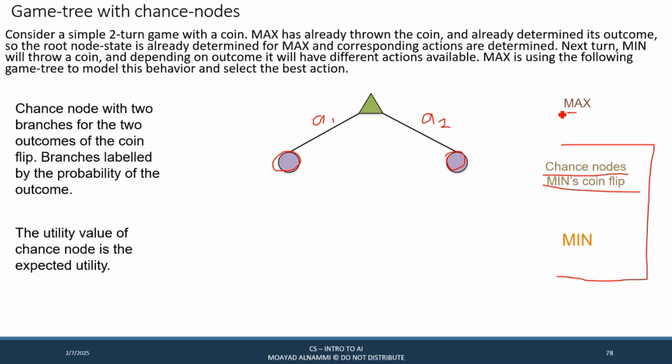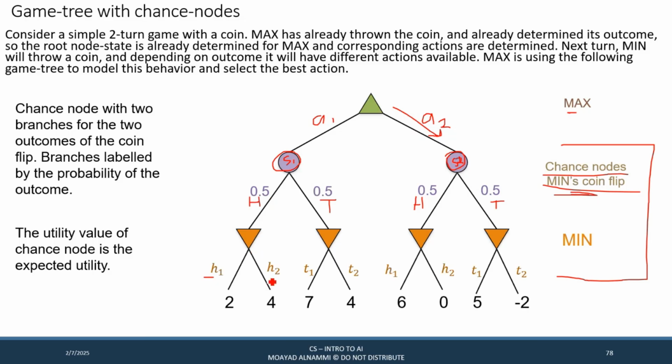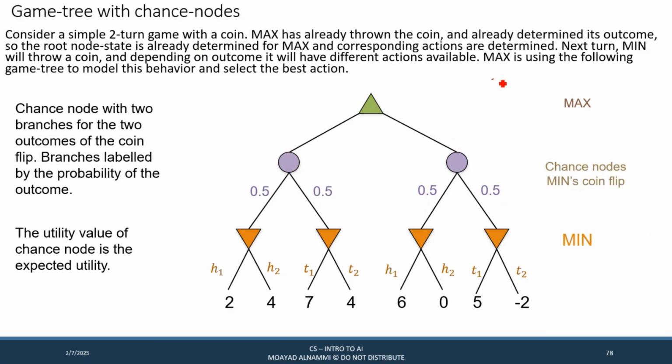So if the max player takes an action, he'll go down a state. This is a particular state transition. Then Min will need to take his random event. This, let's say, will perform the outcome of the coin flip. This could be heads. This could be tails. This could be heads. This could be tails. This is another state, let's say S1. This is S2, right? And then based off of the outcome of Min's coin flip, he will have a certain set of allowable actions. All right. And this is how the game tree will be generated.